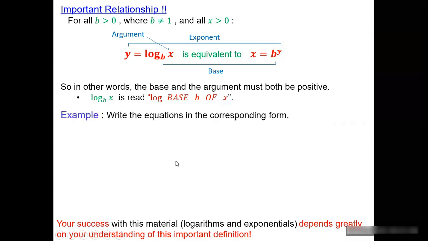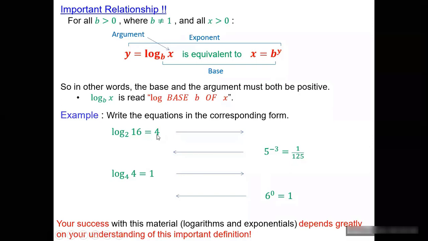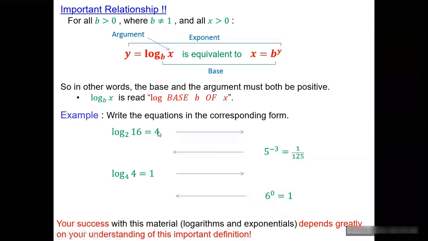All right, so let's take a look at a couple of examples here. First of all, we have a couple of logarithms and a couple of exponentials, and we want to change the form. Well, let's keep in mind what we do for log base 2 of 16 equals 4. 2 is the base. Remember that logarithms solve for exponents, so 4 is the exponent of 2. 16 is the answer that we get when we raise 2 to the power of 4. So 2 to the power of 4 is equal to 16.